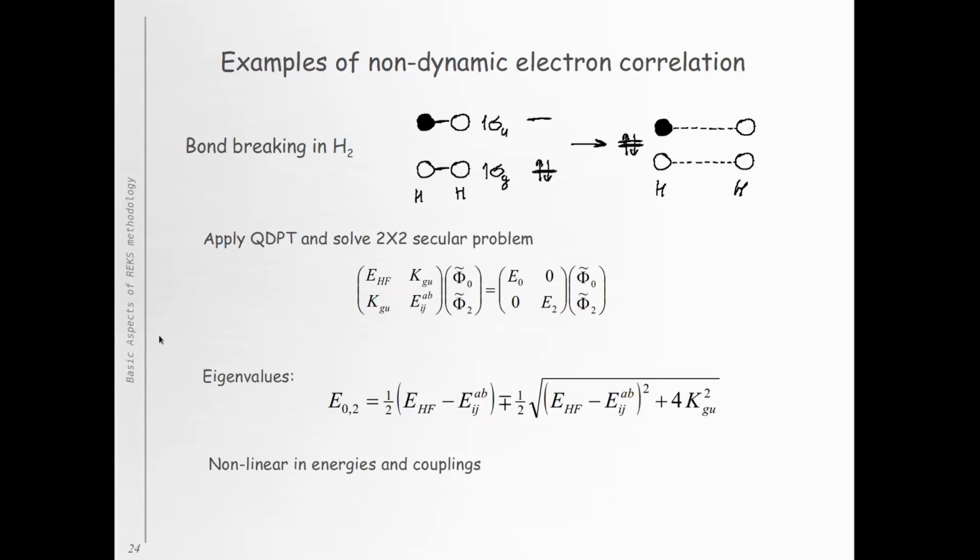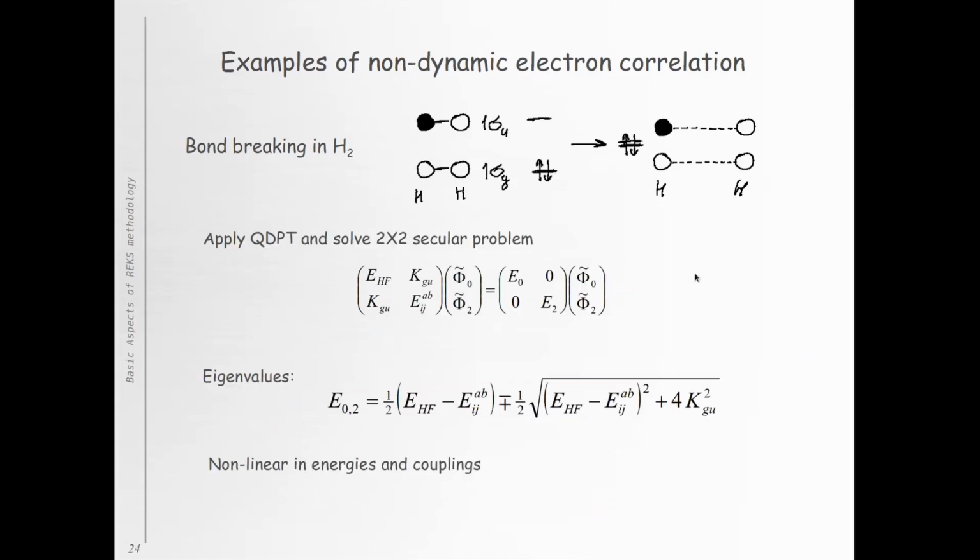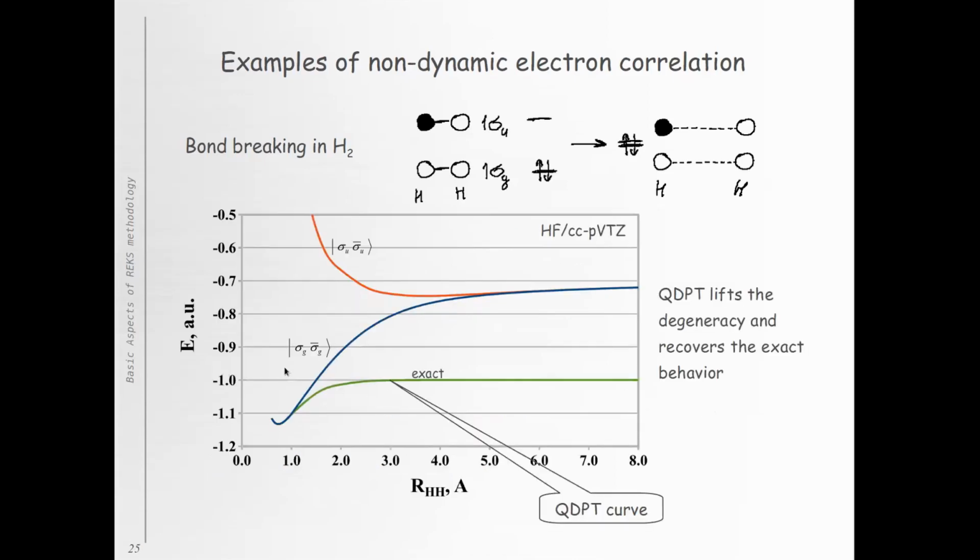So this is a simple two-configuration solution of the dissociation problem, in fact. If we apply this energy, shown in the previous slide, to our dissociating hydrogen molecule, we will see that the curve produced is essentially exact. So it goes to the exact dissociation limit.